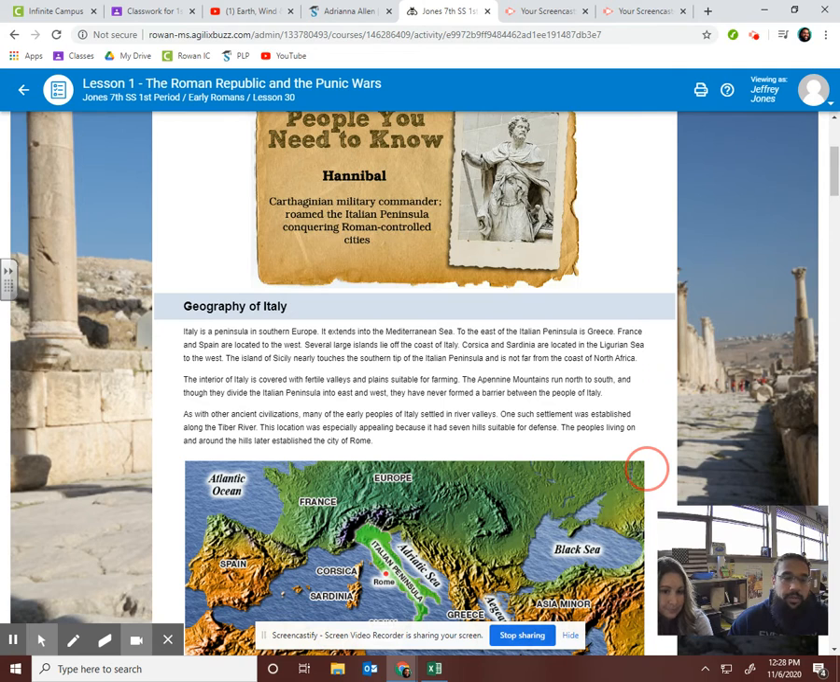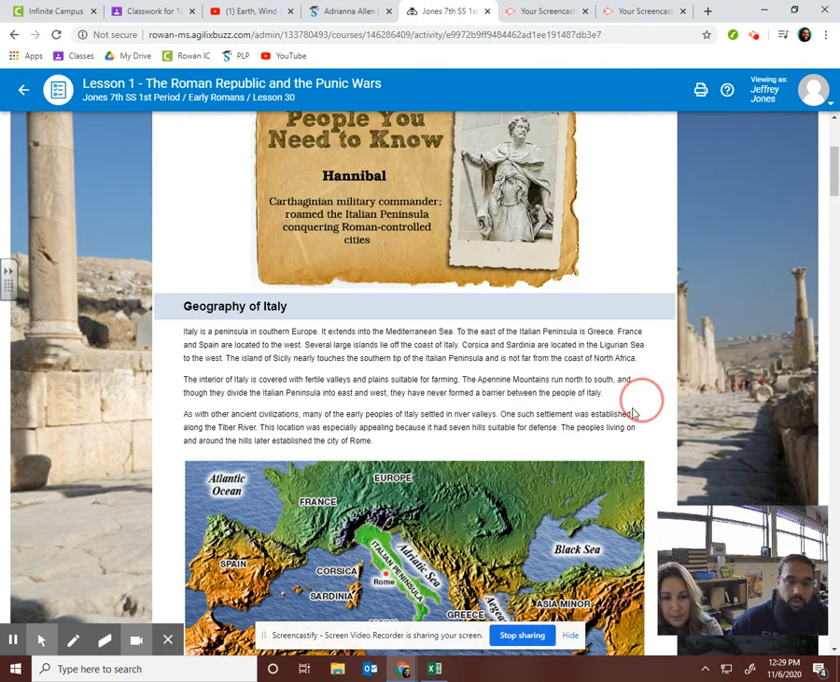All right, third paragraph. As with other ancient civilizations, many of the early peoples of Italy settled in river valleys. One such settlement was established along the Tiber River. Is that how you say that? Mm-hmm. This location was especially appealing because it had 7 hills suitable for defense. The peoples living on and around the hills later established the city of Rome.